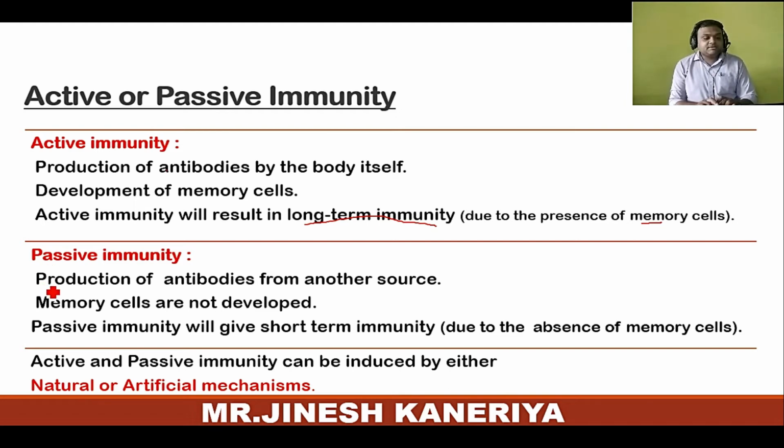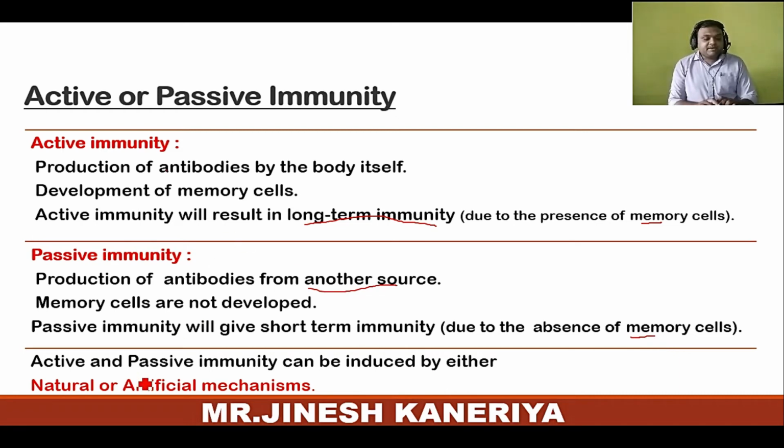Passive immunity is the production of antibody from other sources. So it's not developed in the particular host itself. The production of the antibody is from another source. Memory cells are not developed during passive immunity. Passive immunity gives short-term immunity, so that's why its effect is much less compared to active immunity, due to the absence of memory cells. This is the drawback of passive immunity.